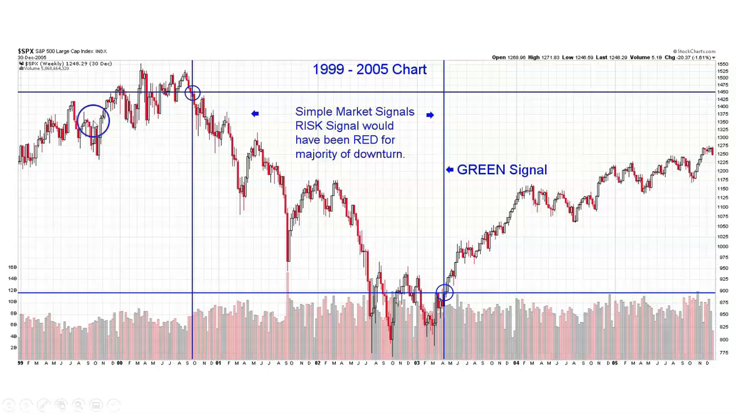So in 2000, you can see that the risk signal, the market mode signal, would have turned red right here at approximately 1450 on the S&P 500. This risk signal would have been red through the majority of this downturn, and then turned green right here, just under 900 on the S&P 500.